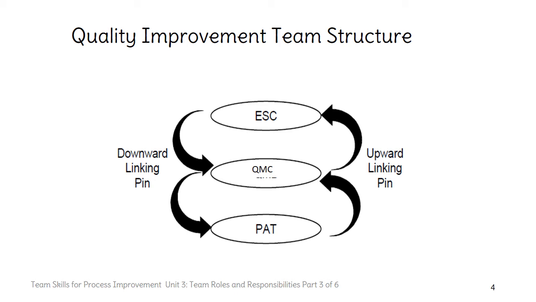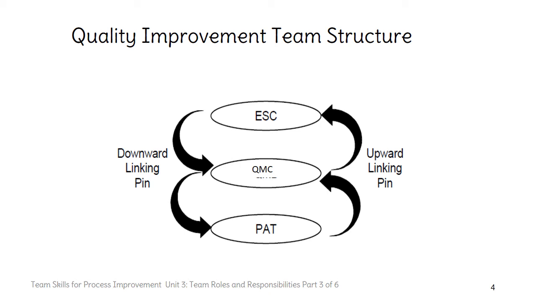The downward linking pin should be able to attend meetings as needed. He or she is not the team leader and never participates in team decisions, but instead helps the team when called upon. The downward linking pin has a larger systems view of the effort to improve the process and so must help the team avoid actions that would result in sub-optimization of the system.